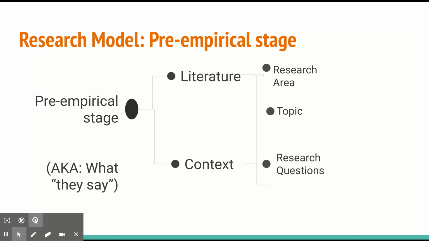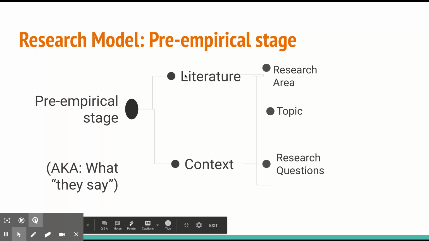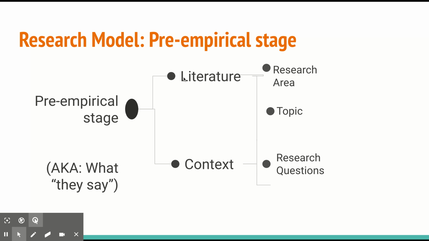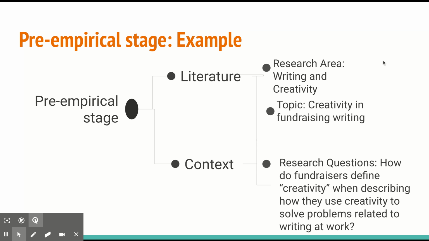Okay, so let's think of it in terms of this chart. The pre-empirical stage is, in other words, what they say, what other people have said. And through it, you're trying to figure out the literature and the context. So when you're reading the literature for an annotated bib or research log, you're trying to identify your research area and your topic. And then you're trying to find out more about the research area and topic so you can present a research question. So let's think about this in context of a real project.